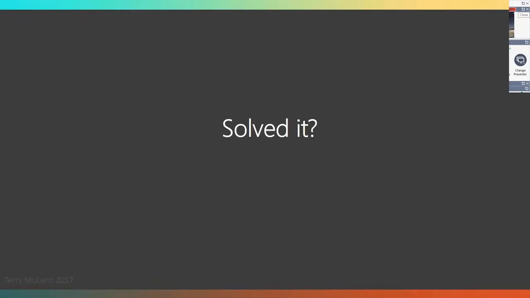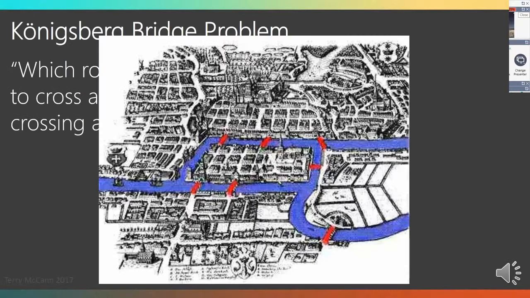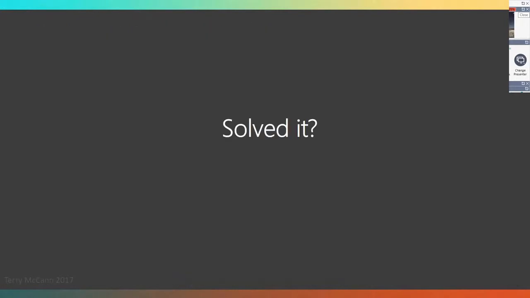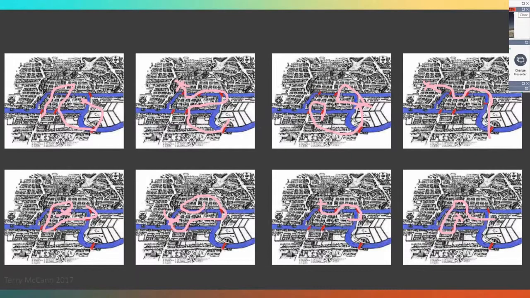Okay, who solved it? You'll have quickly found that the Konigsberg bridge problem is not solvable. There is no route that you can take that would allow you to cross those bridges once and only once, crossing every single bridge. You will always get stuck. So there's eight attempts of mine with me ending up being stuck every single time.